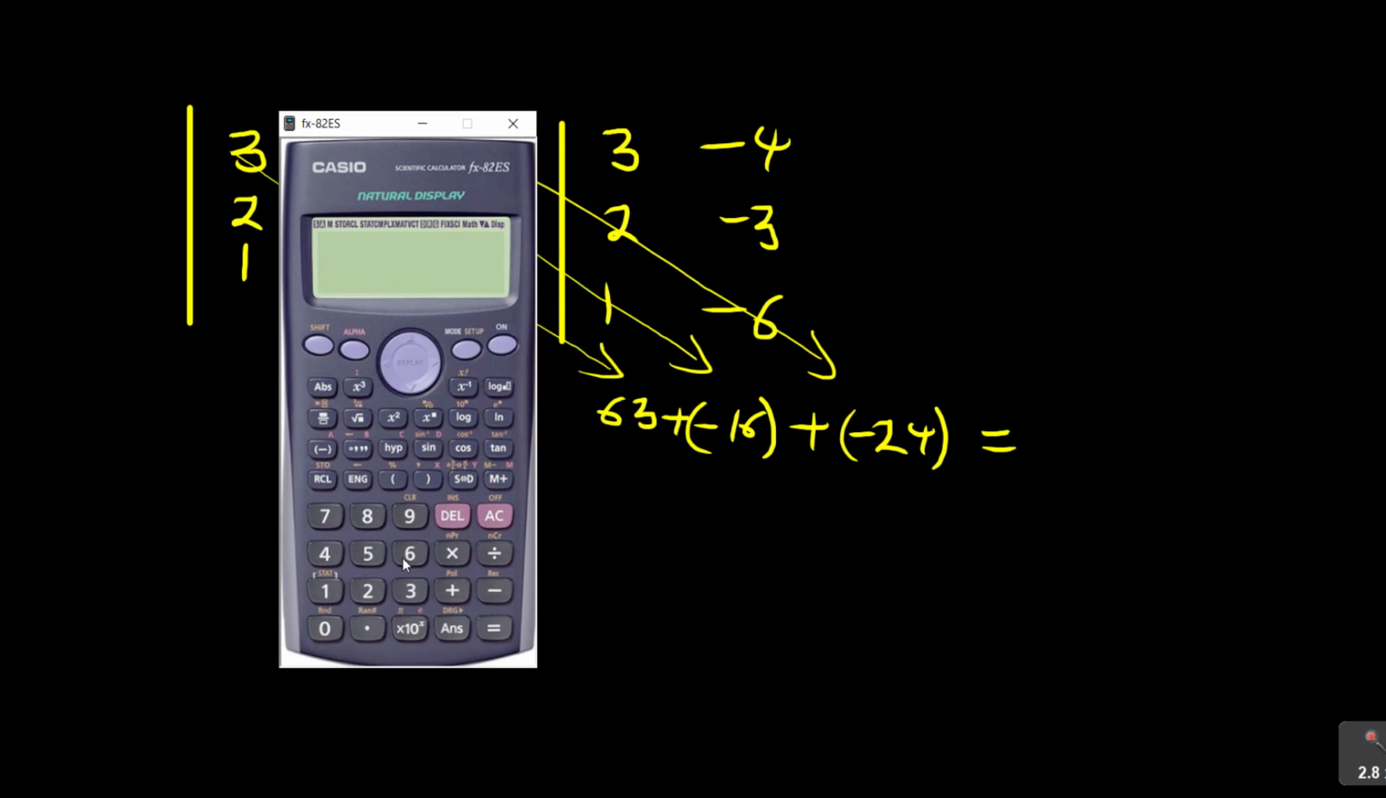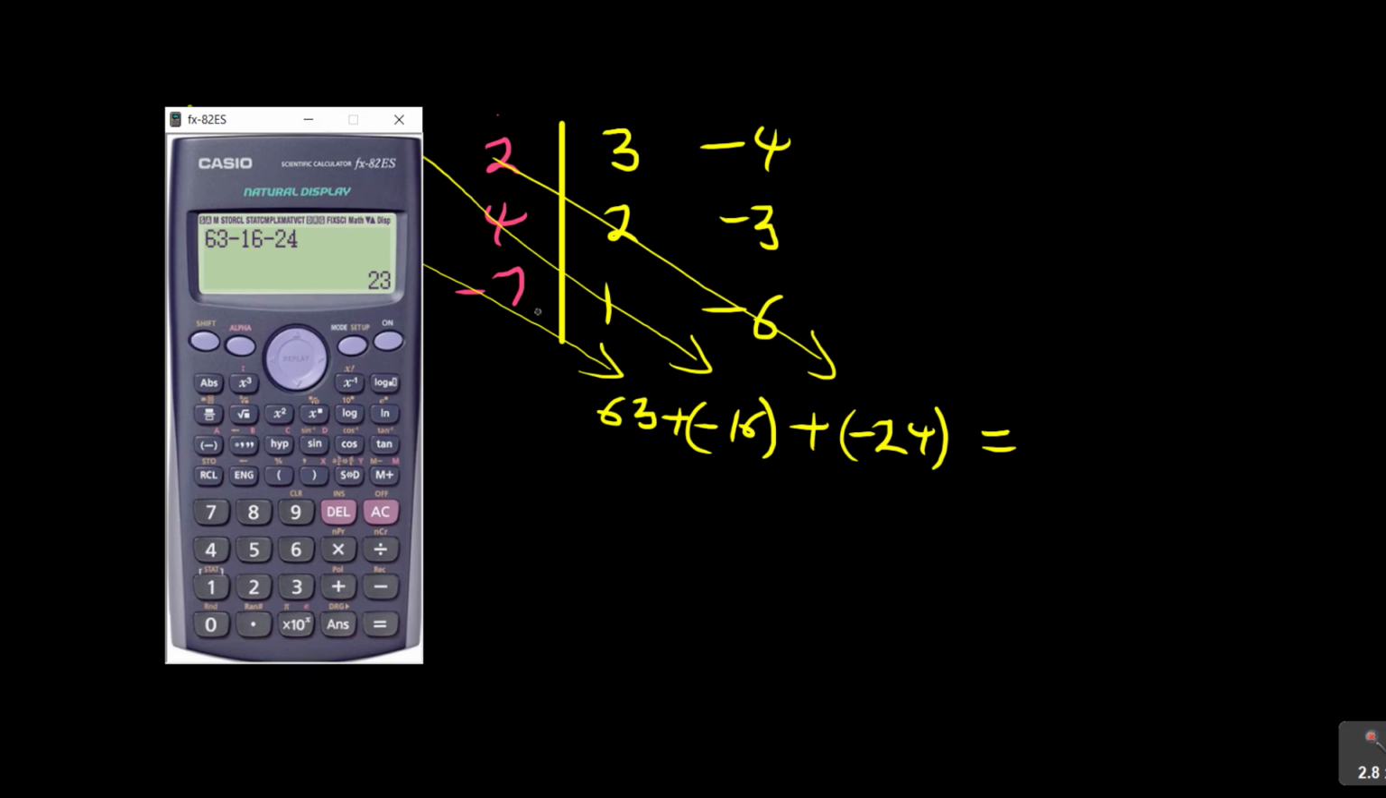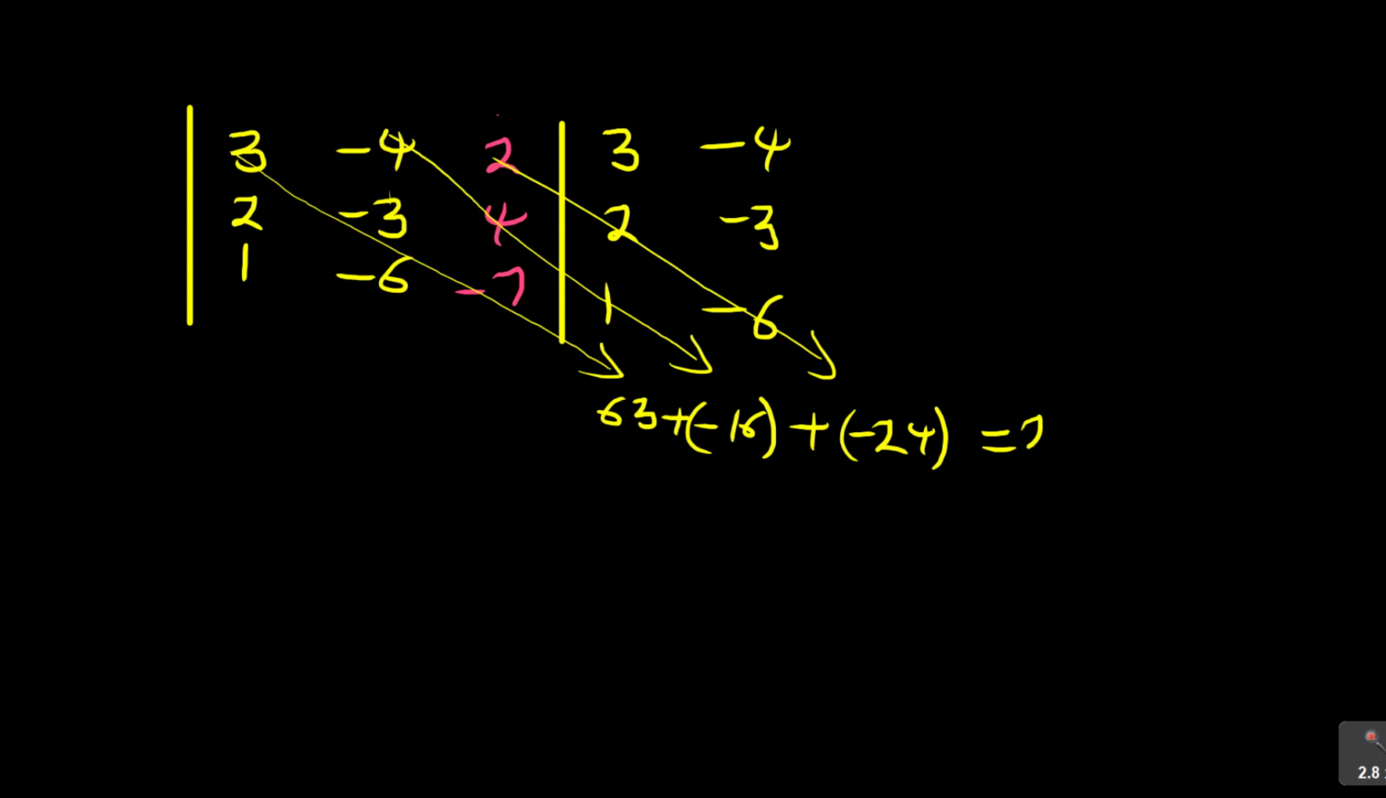So it will be 63 minus 16 minus 24. It gives me 23. Just multiply 2 times negative 6, just to verify that negative 24. So it's 63 minus 16 minus 24 equal to 23. So here you get 23. You do the same thing on the other side, where you get that. Let me make it longer, and then also you get that, and you get that.